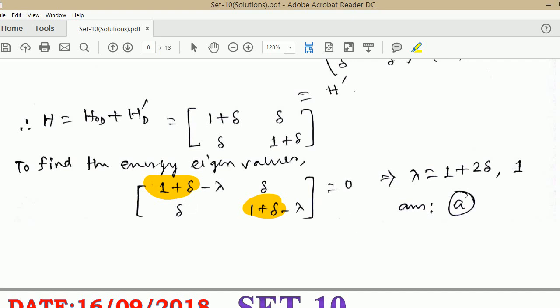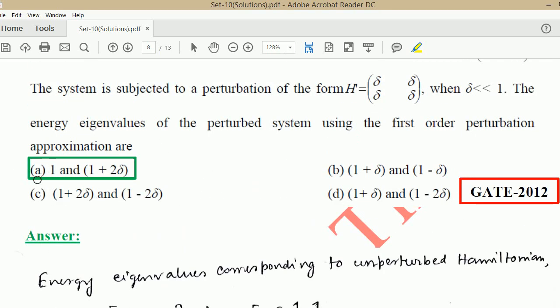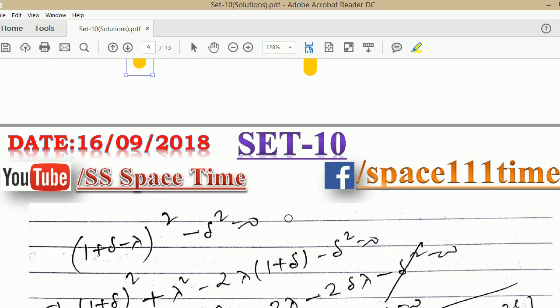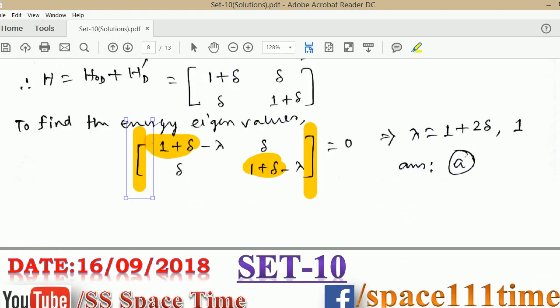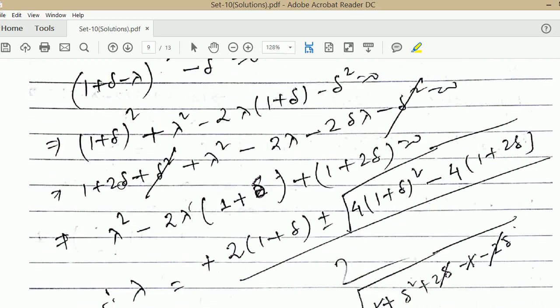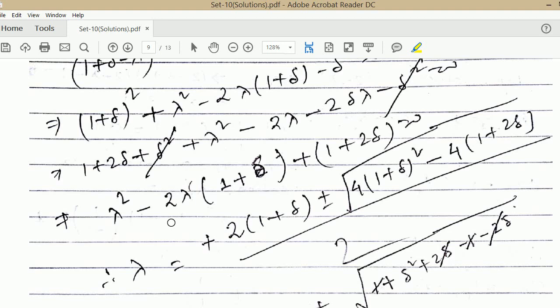If we evaluate this, this is not a matrix, this is a determinant. If you equate it to 0, you will get lambda equals 1 plus 2 delta and 1, and it is matching with option A. I have not shown the calculation here, but I have done it in rough work. If you carry this out, you will definitely get the answer. You can check it out here, I have shown you the calculation.